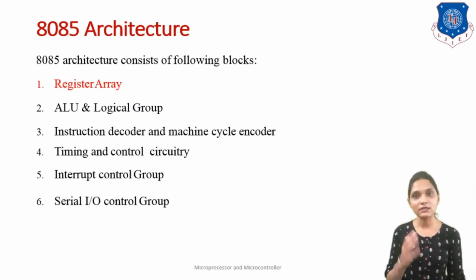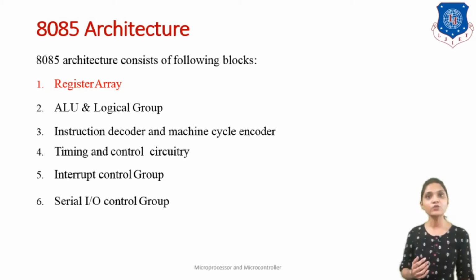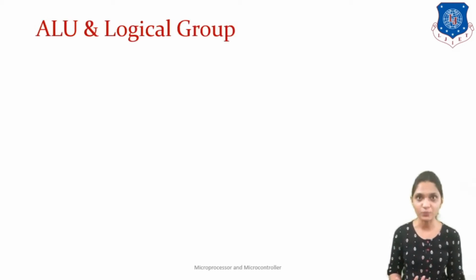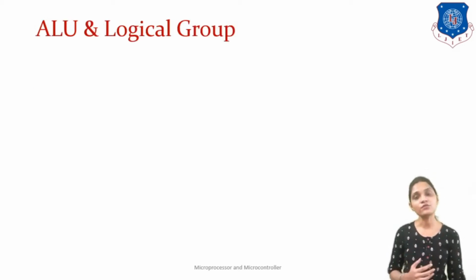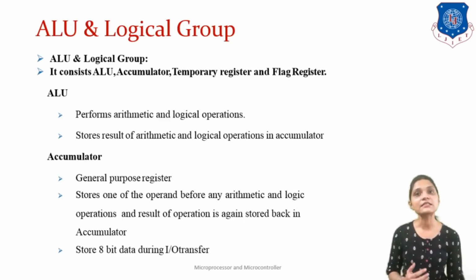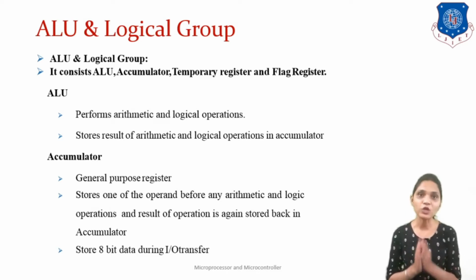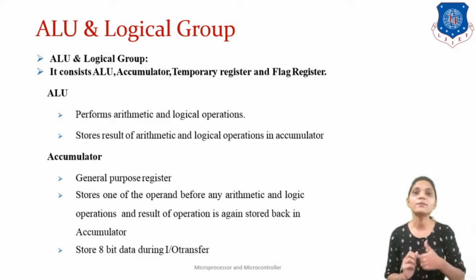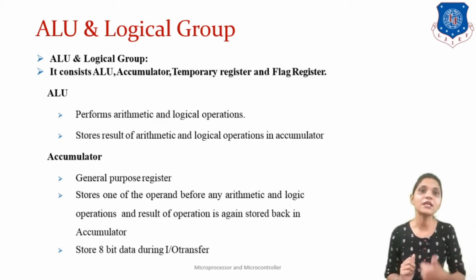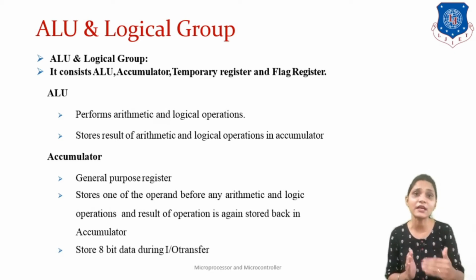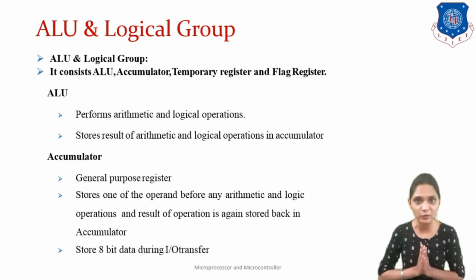So these other units are the ALU or logical group, then instruction decoder, timing and control, interrupt control and serial IO group. Okay, so first let me see what the ALU and the logical group is. It consists of the ALU, accumulator, temporary register and the flag register. Here the ALU performs all of the arithmetic and logical operations and stores the result of the arithmetic and logical operation inside the accumulator.